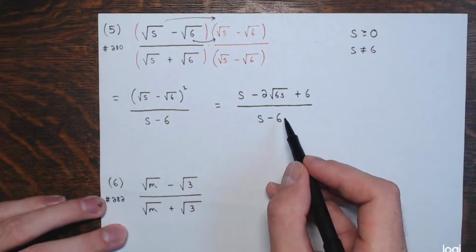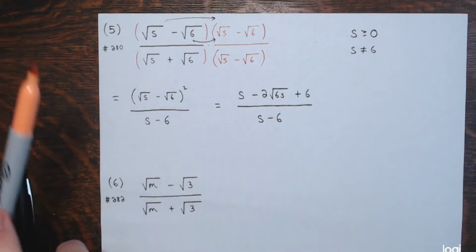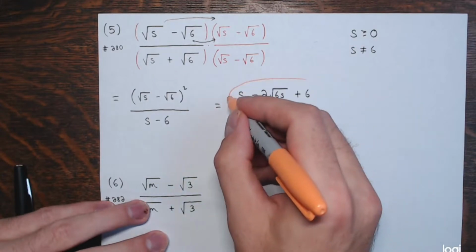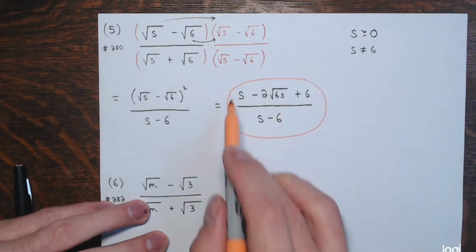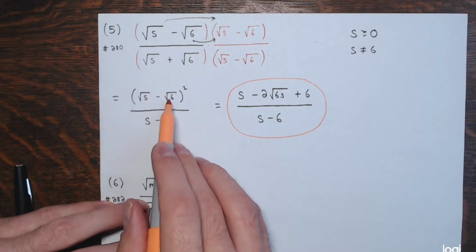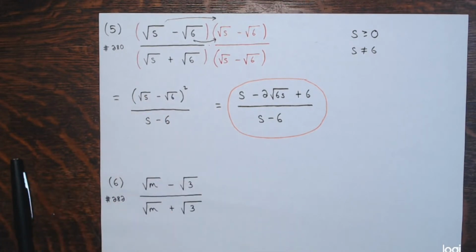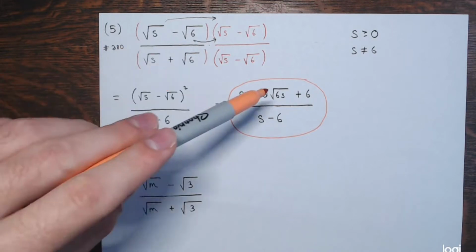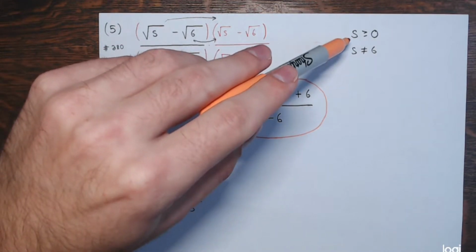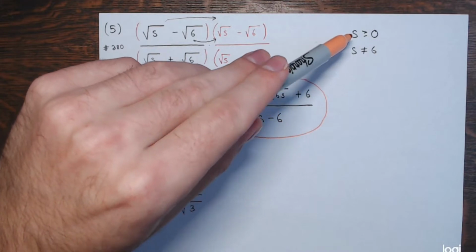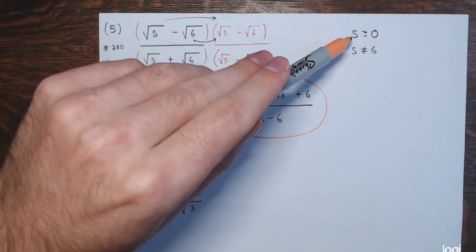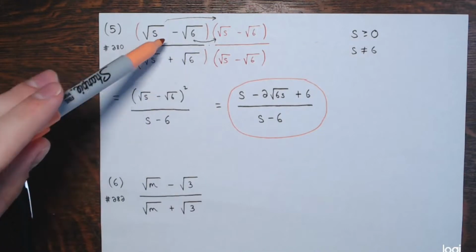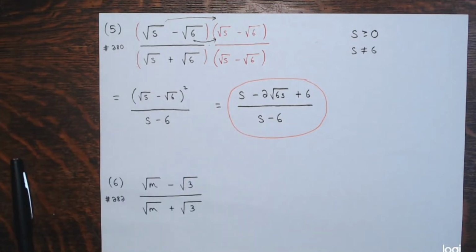Right? And again, there are no common factors here. This is it. This is fine. Again, this is fine as well. Nothing wrong with this either. I just like multiplying things out. And once again, if you want to test it out, go to the original expression and plug in a non-negative number for s that's not 6, in the original expression and the final one, and they should give you the same value.